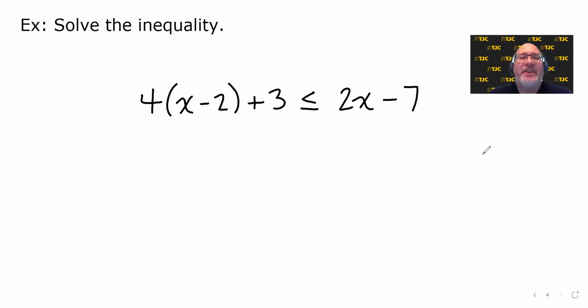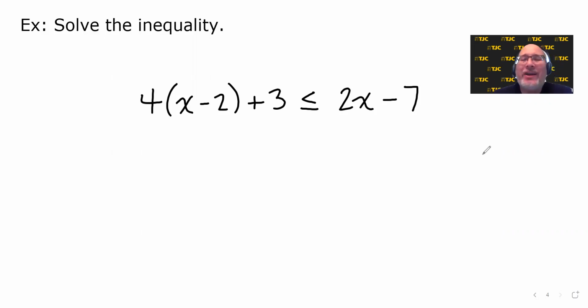Solve the inequality. 4 times open parentheses x minus 2, close parentheses, plus 3 is less than or equal to 2x minus 7. All of the same issues we had when solving linear equations can be issues when solving linear inequalities: parentheses, variables on both sides, and yes, even fractions. But we've already discussed that quite a bit in the previous series of videos, so we can just do the same things we did before.